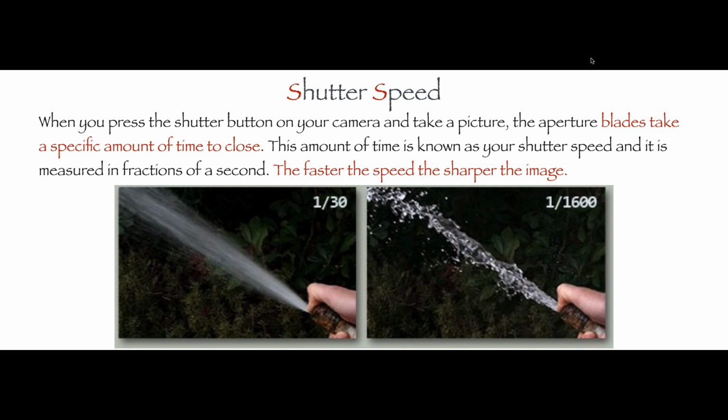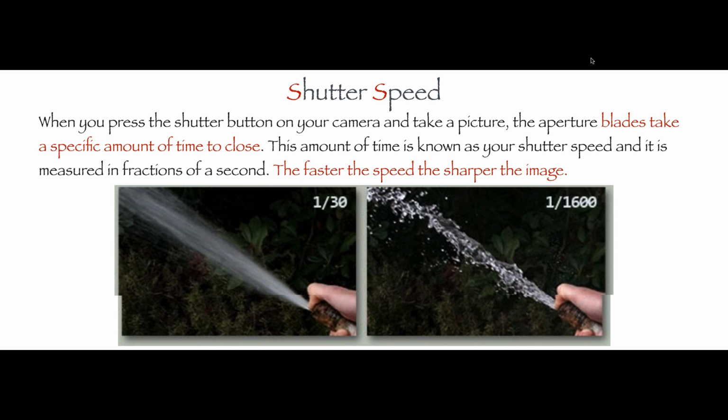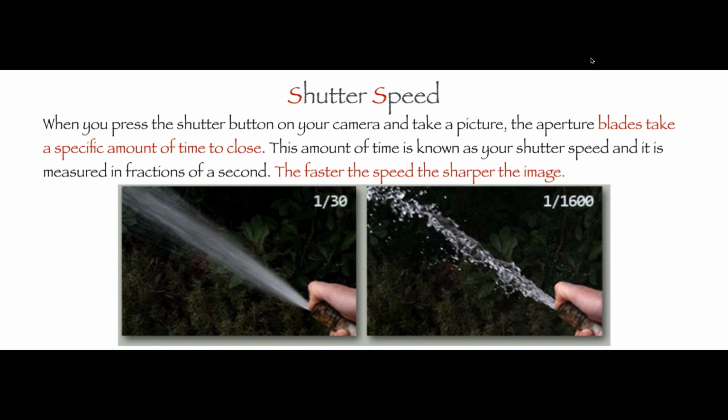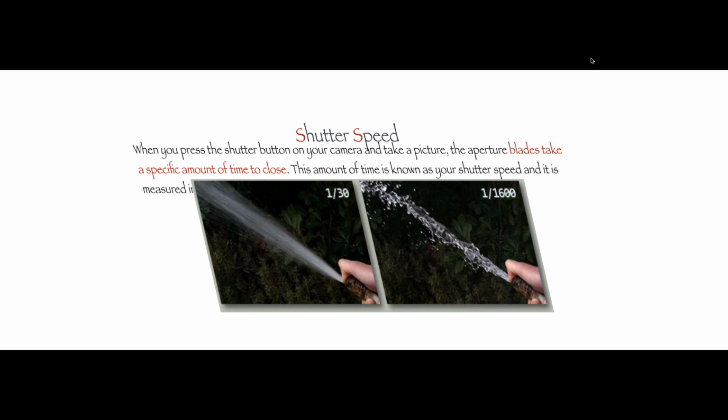The shutter speed. What is the shutter speed? So the shutter speed is the specific amount of time that it takes the actual shutter of your camera to close. So let's look at these two photos on the bottom. One has a shutter speed of 1/30, the other one has a shutter speed of 1/1600 of a second. So when you take a photo with a shutter speed of 1/1600 of a second, this is so fast that you're going to capture every single molecule of the water in movement. And that's what you're seeing on that photo on the right side.